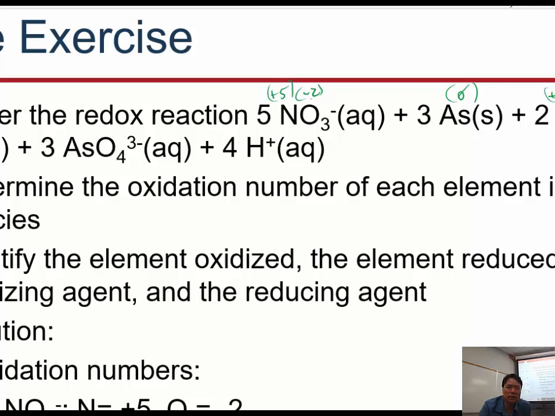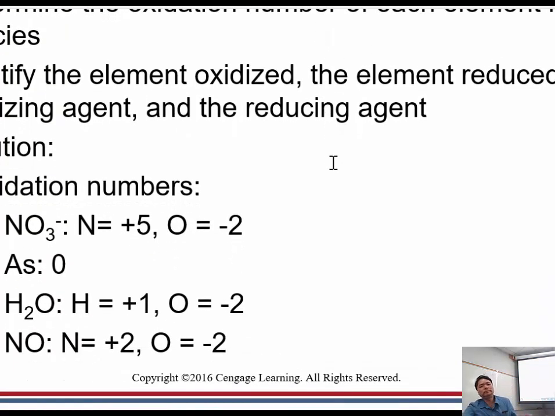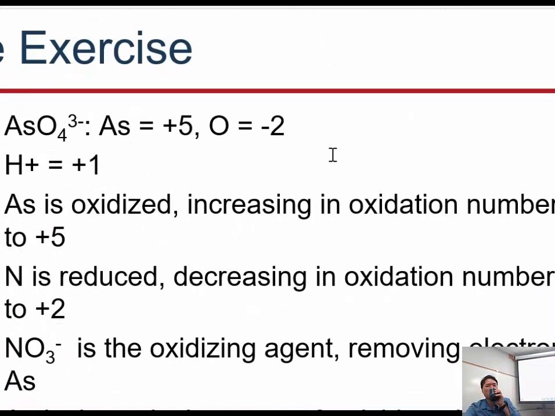Here we got minus 2 plus 2. Over here we have minus 2 times 4 is minus 8. Minus 8 plus what gives us minus 3? This is going to be plus 5. And this is plus 1. And so what happened here is nitrogen went from plus 5 over here to plus 2, so gained 3 electrons. And then arsenic went from 0 over here to plus 5, so it lost 5 electrons. Each one lost 5 electrons.